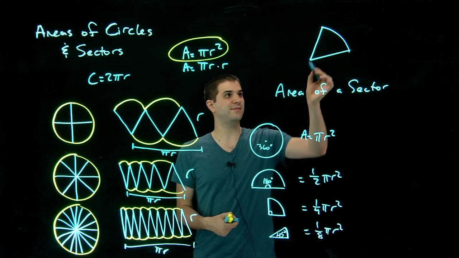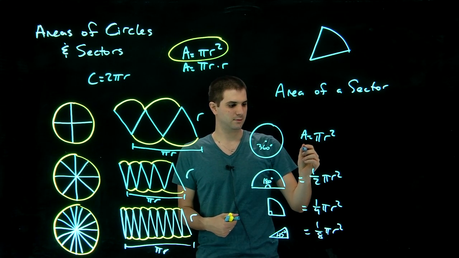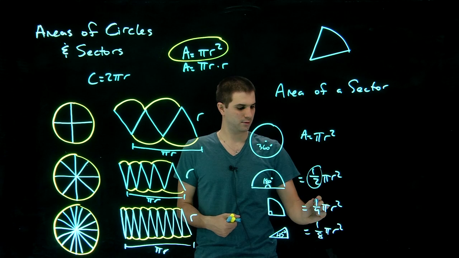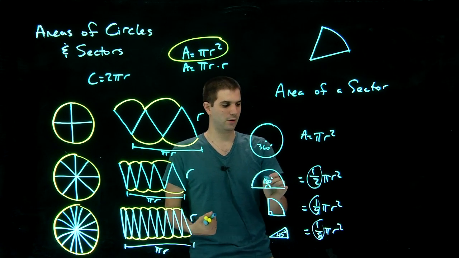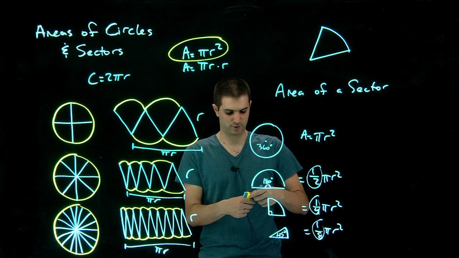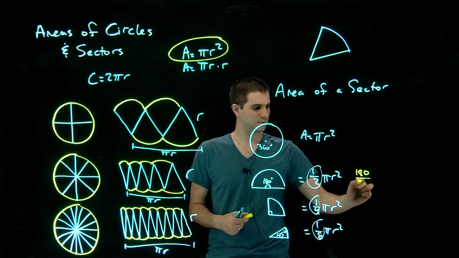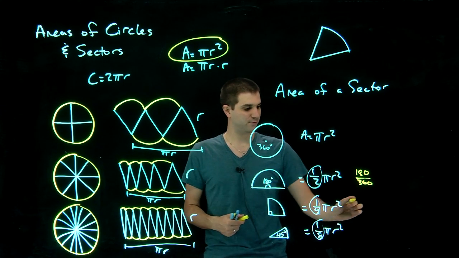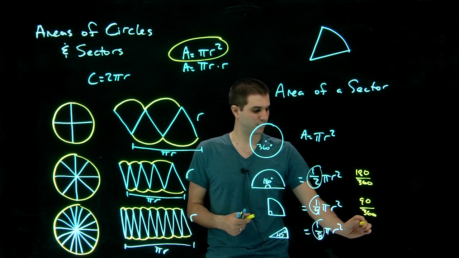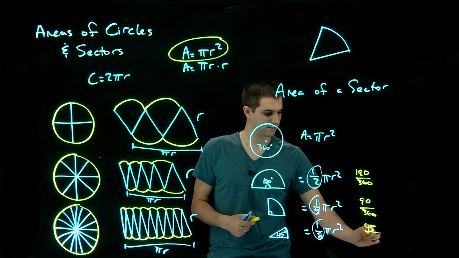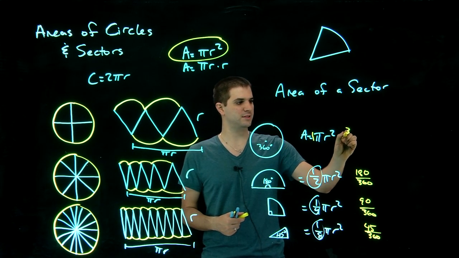So whenever we have a sector, we're always looking at this number, this number, this number. Where did those numbers come from? Well, that came from, let me write this over here in yellow, that came from 180 over 360. 1/4 came from 90 over 360. 1/8 came from 45 over 360. And this 1 here came from 360 over 360.